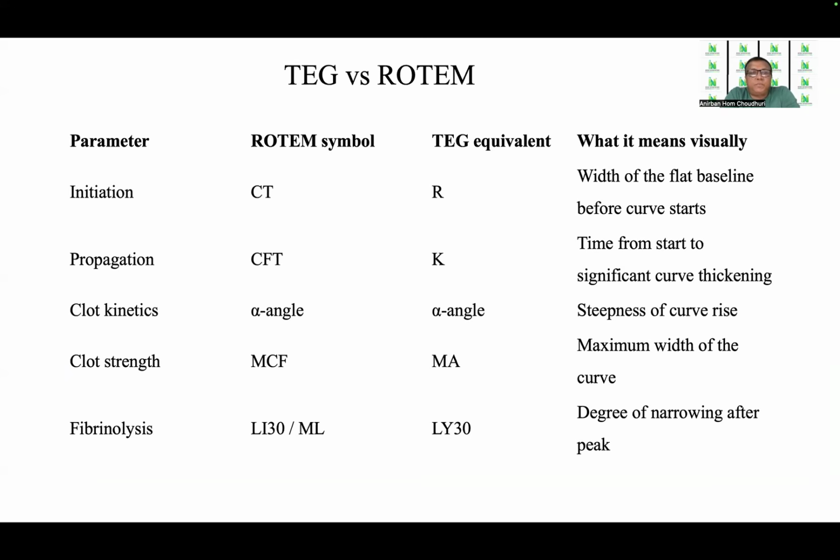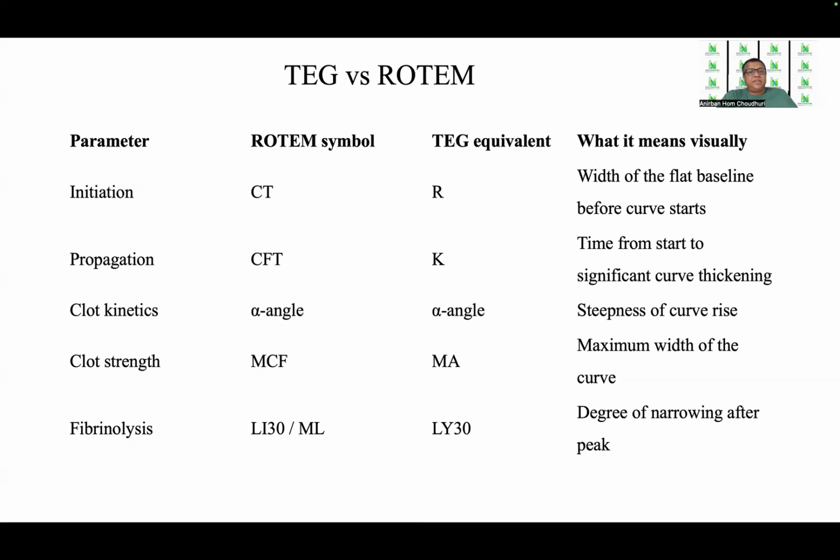The second phase is the propagation. The ROTEM symbol is the clot formation time, and the TEG equivalent is kappa or K, which is the time from start to significant curve thickening, which is taken as 20 millimeters of the clot size. So next is the clot kinetics, which is the alpha angle for both ROTEM and the TEG. The equivalent is the same, and what it visually means is the steepness of the curve rise.